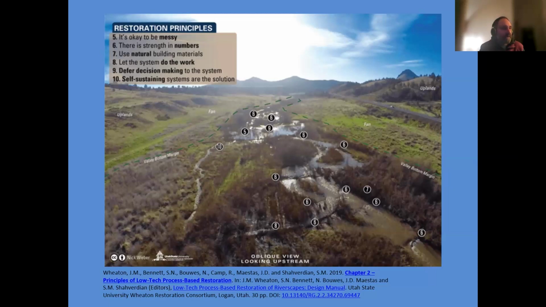Don't expect them to have a long lifespan. Rivers are dynamic. Wood moves. That in itself is an important process that we are striving for. Three, use natural building materials. I think that's self-explanatory. And then eight, let the system do the work.